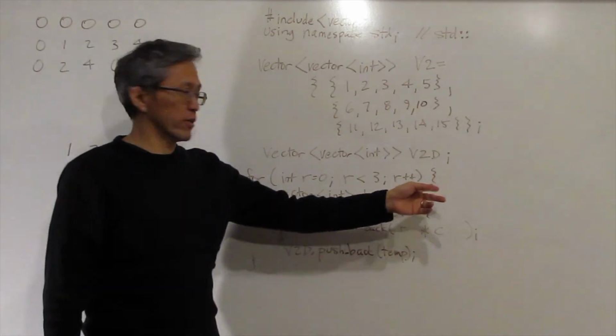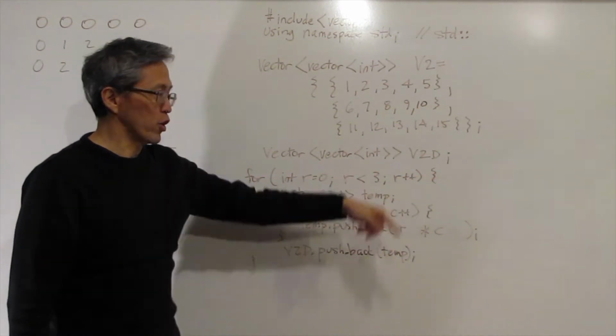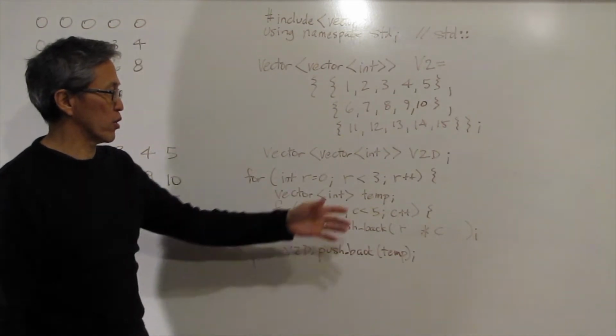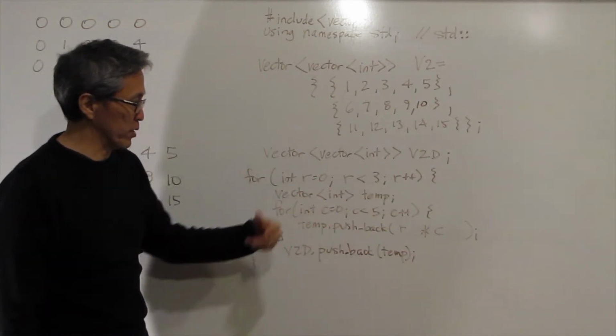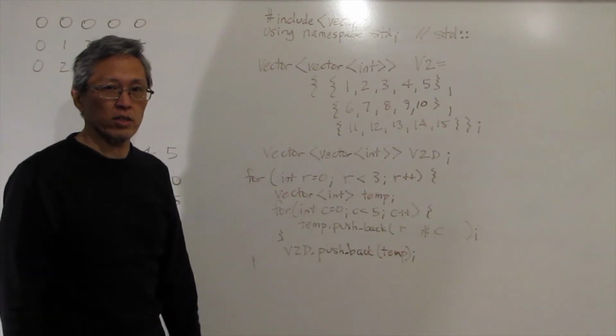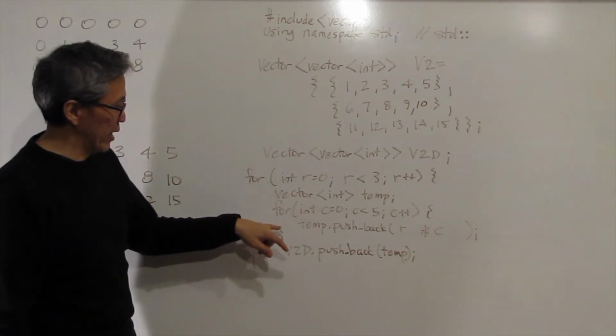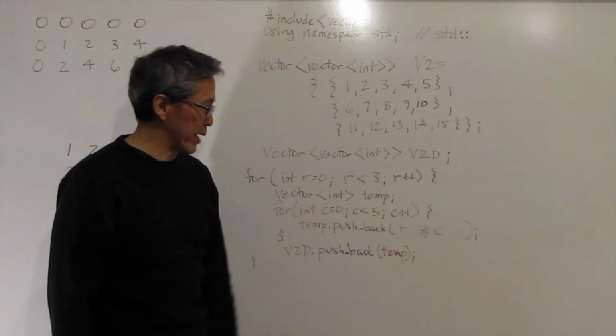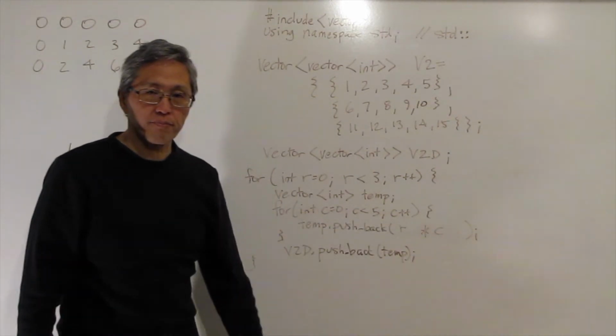I've gotten used to putting curly braces at the end of my for loops and my if statements now, so sometimes you'll see me do that and sometimes you'll see me do the other way, where I have it down here. It saves a little space on the screen here too, but anyway. In this case, I'll do temp.pushback r times c.